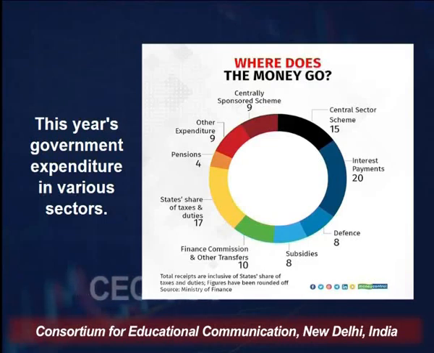Now if we see this year's budget, the government budget expenditure in various sectors, you can see there are various sectors where the government has devoted different percentages of its expenditure. In this, the service sector is there, then infrastructure, subsidies. So there are different activities or different areas where money will go and where the government will spend money. You can see this through this diagram.